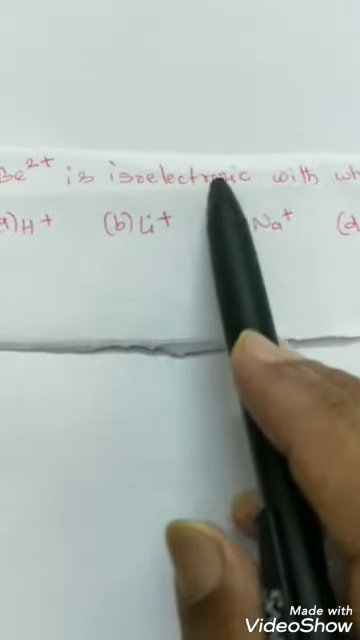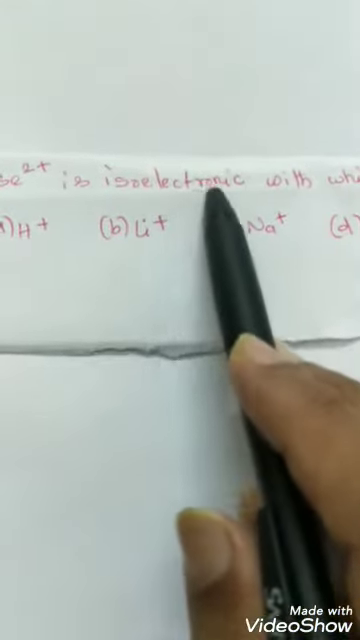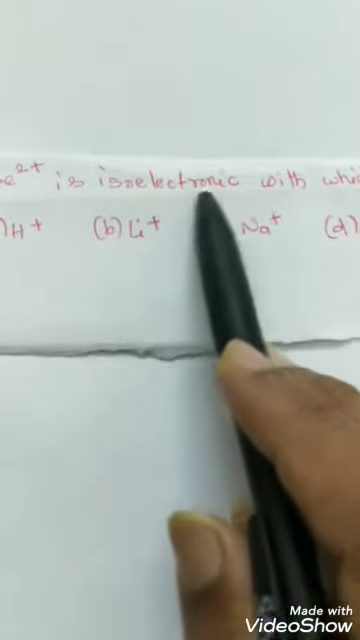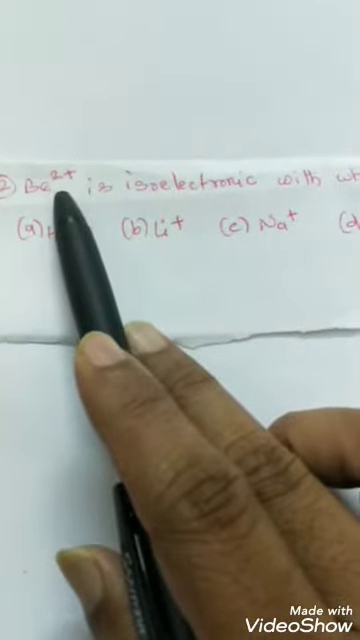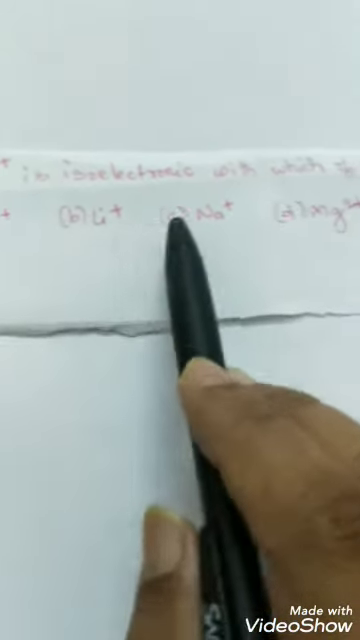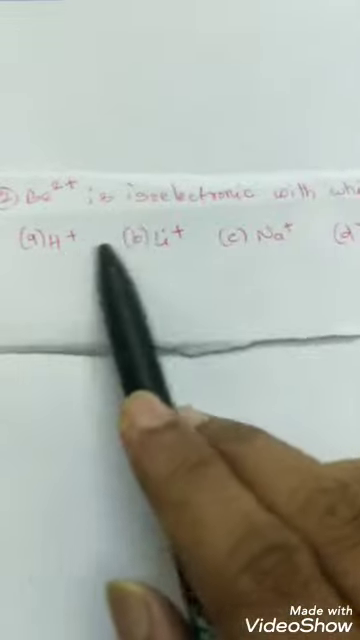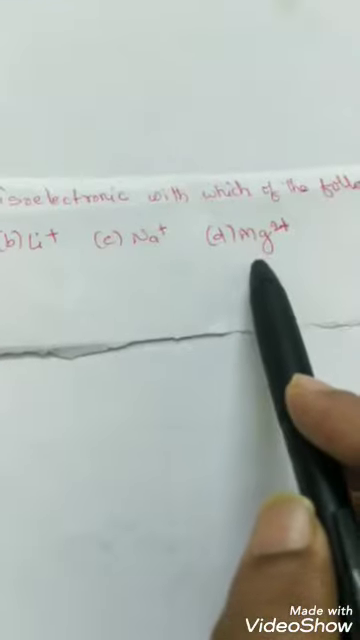So next question. Beryllium 2 plus is isoelectronic with which of the following? Isoelectronic means the same number of electrons. So beryllium 2 plus contains some electrons, and we check which element in the options has the same number. The options are H plus, lithium plus, Na plus and Mg2 plus.